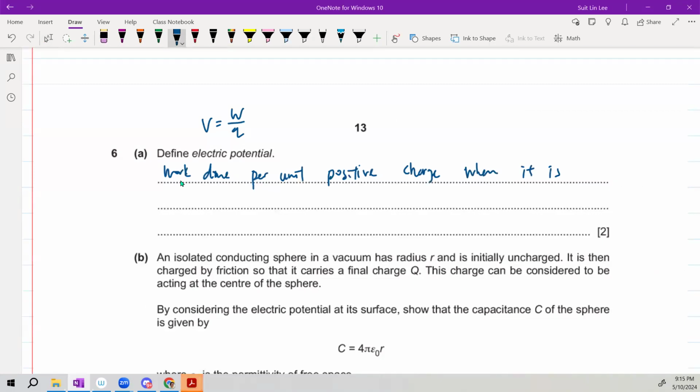when it is moved from infinity to a point in the electric field.